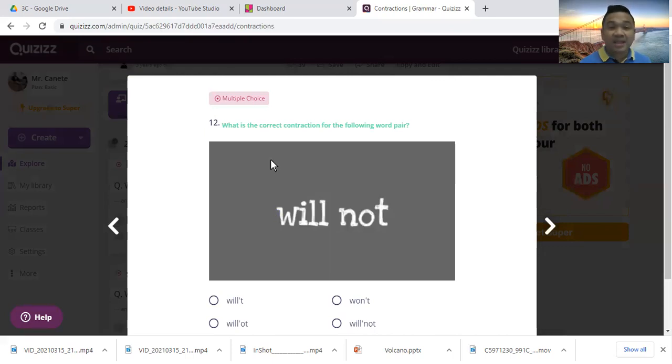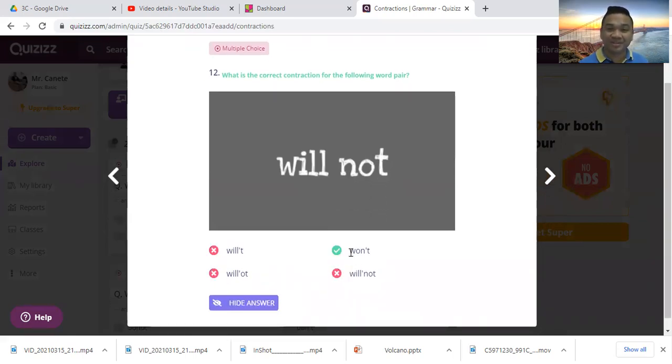What is the correct contraction for the following word pair? Will not. What is the contraction for will not? Is it wilt? Won't or will not? Contraction for will not. What do you think? Correct. The correct answer is, the contraction for will not is won't.